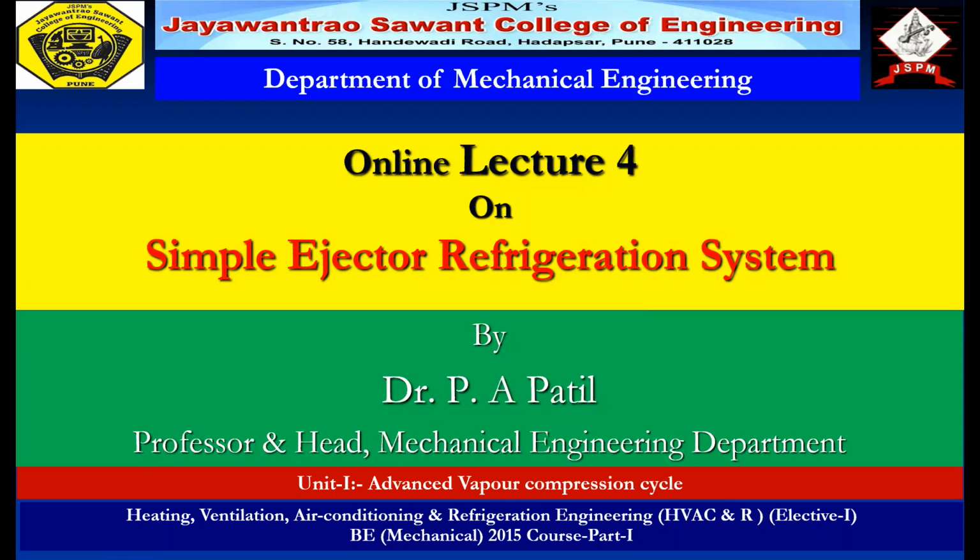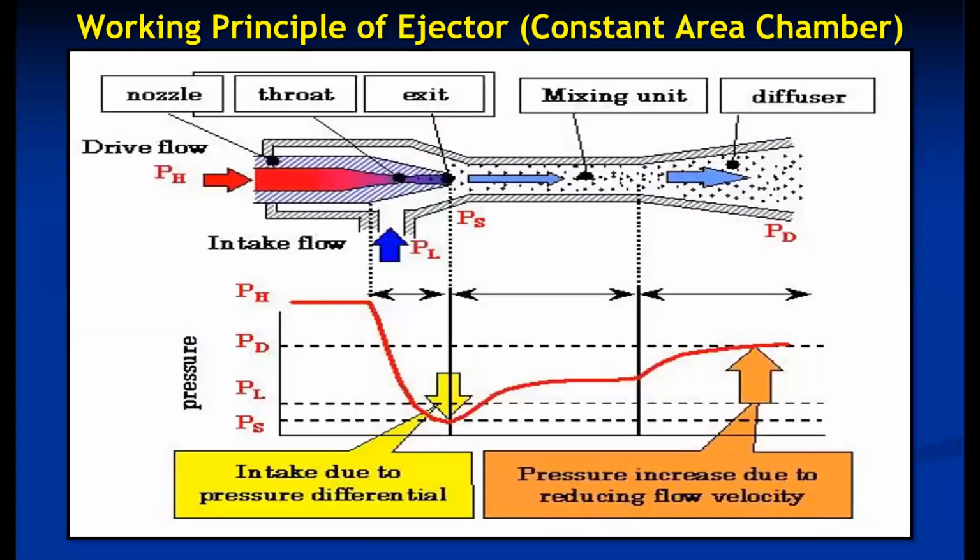So in the previous 3 lectures we have discussed the transcritical cycle and its different types. So now we will discuss the simple ejector refrigeration system. This is another type of advanced vapor compression cycle. In the simple ejector refrigeration system, the ejector is the main component. So first of all we'll discuss the working principle of the ejector.